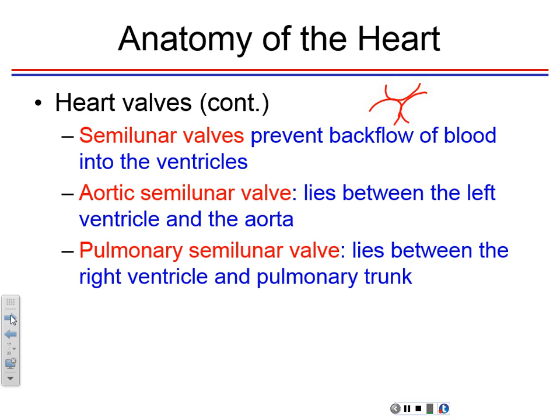So there are two of these semilunar valves, right? The aortic semilunar valve in the aorta and the pulmonary semilunar valve in the pulmonary trunk. The pulmonary trunk feeds the pulmonary circulation, and the aorta feeds the systemic circulation.